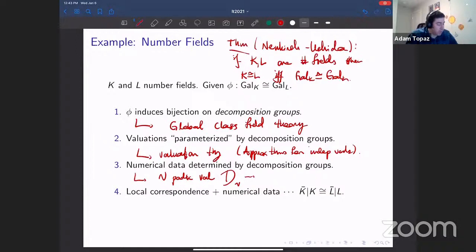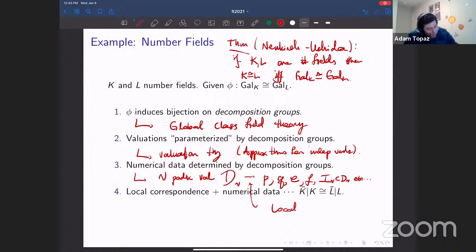For example, you can recover the residue characteristic p. You can recover the size of the residue field q. You can recover the absolute ramification index e. You can recover the absolute inertia degree f. You can characterize the inertia group inside of D_v purely group theoretically, and so on and so on. There are some other invariants you can recover, and this reconstruction process uses local class field theory.